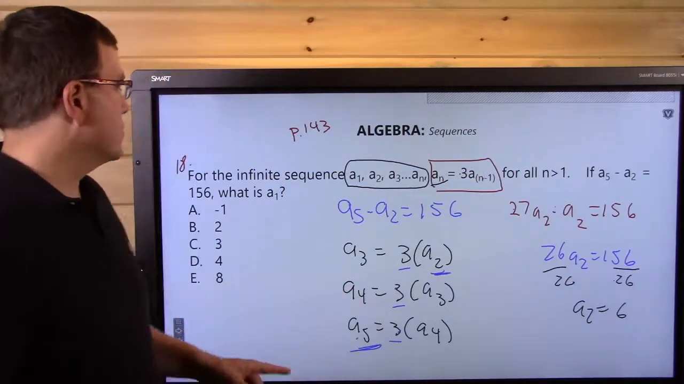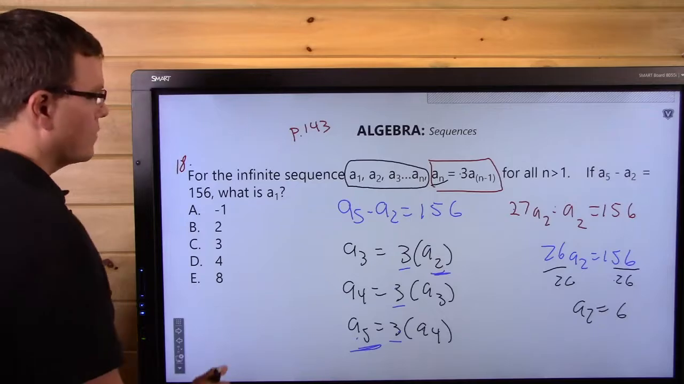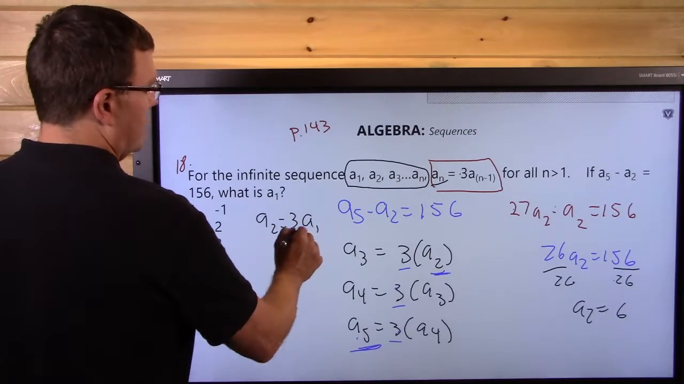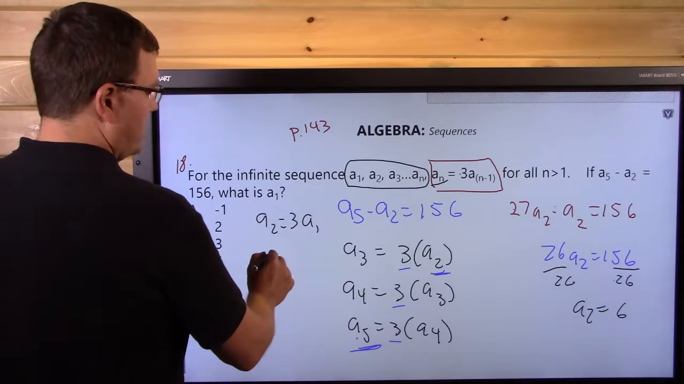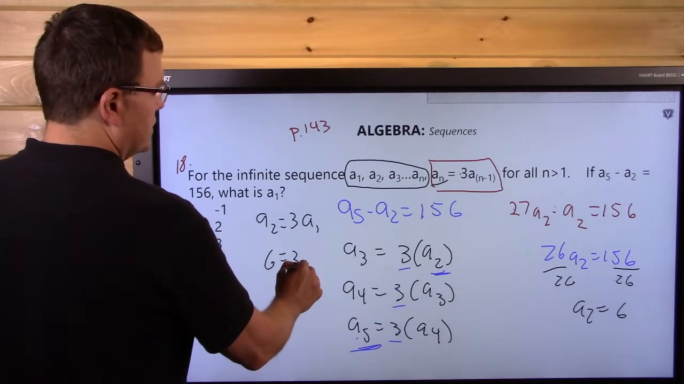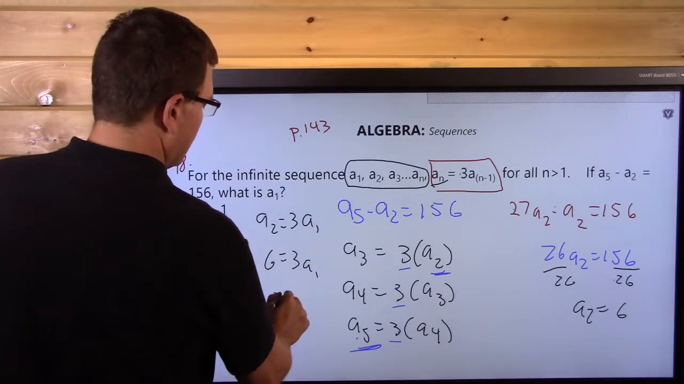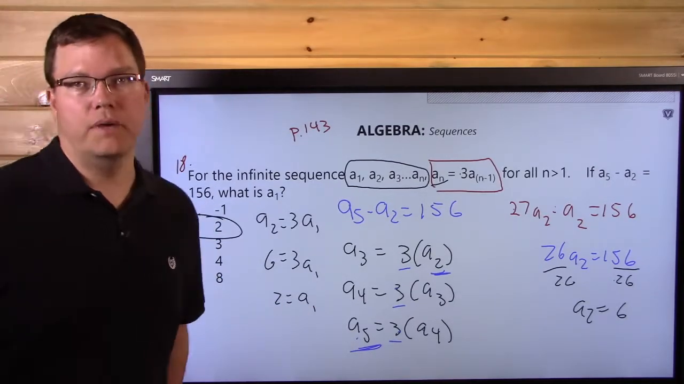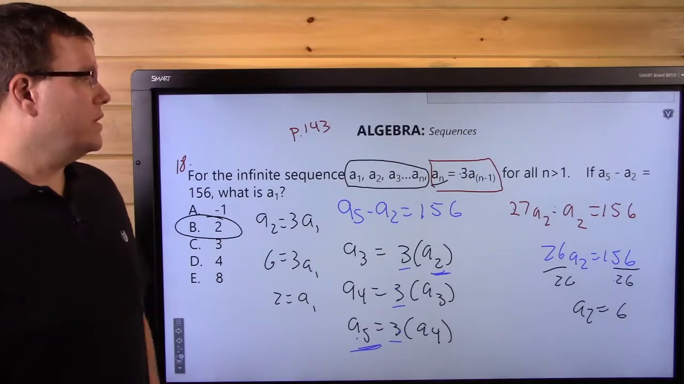But that's not the answer because we're looking for a sub 1. Well, a sub 2 is going to equal 3 times a sub 1, isn't it? So that means that 6 equals 3 times a sub 1. A sub 1 is going to equal 2. The correct answer is B. That was a good bit of work.